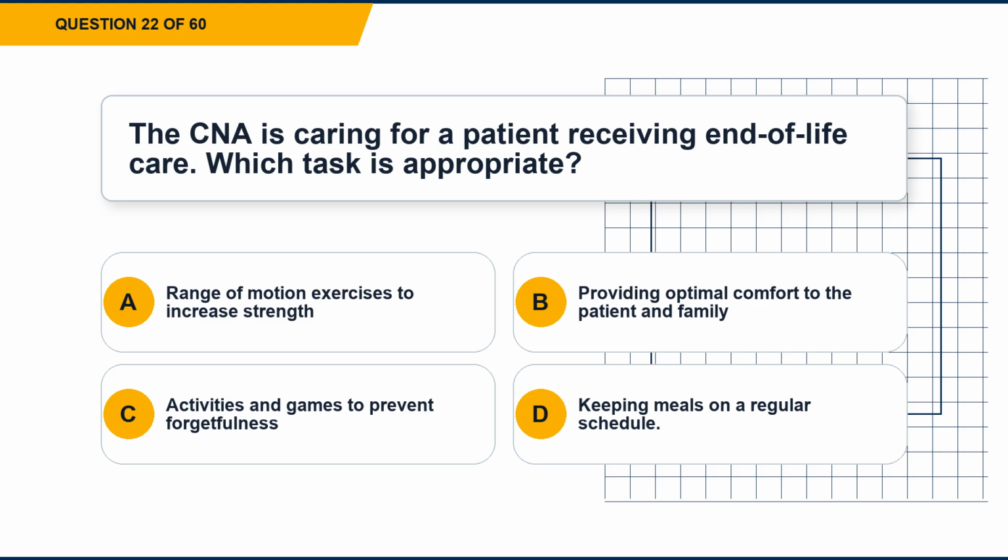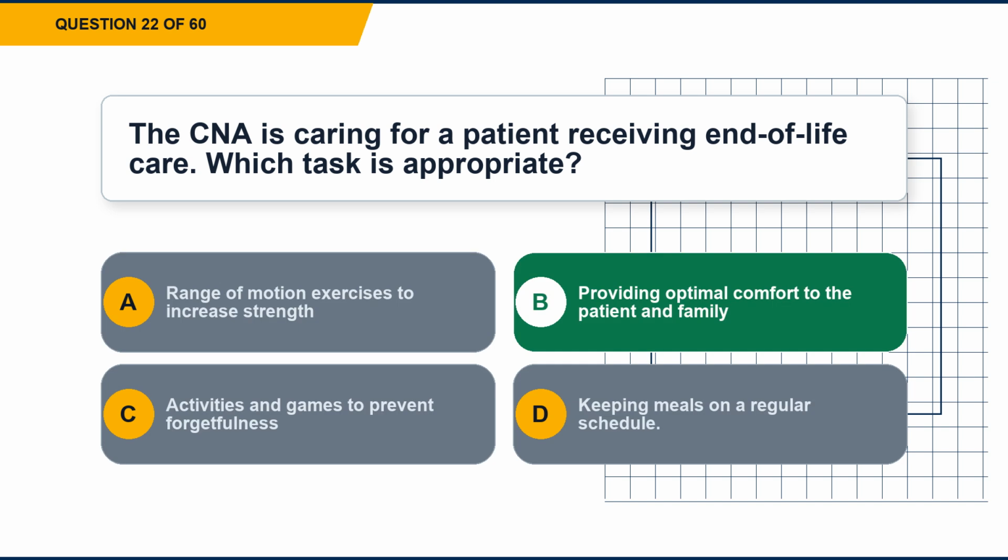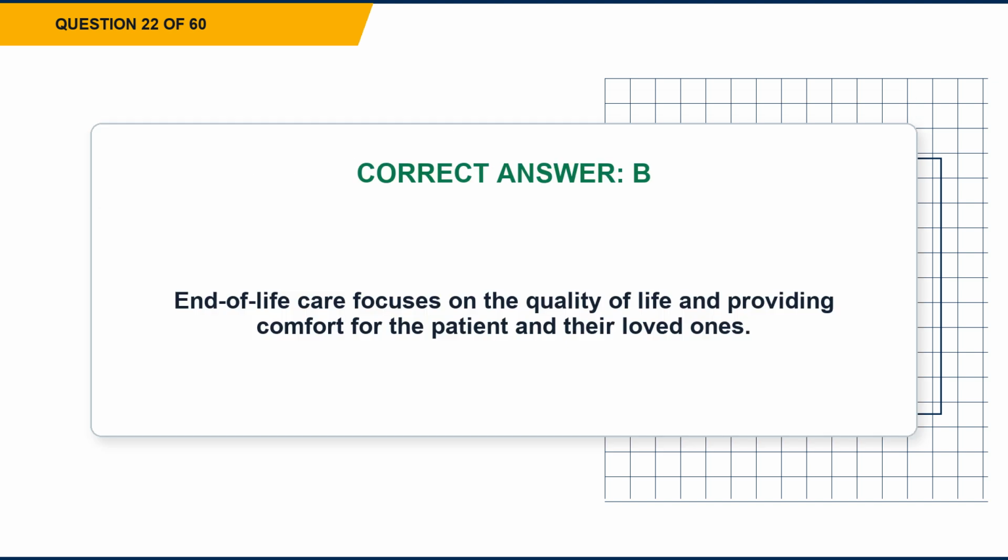Question 22. The CNA is caring for a patient receiving end-of-life care. Which task is appropriate? Option A, range of motion exercises to increase strength. Option B, providing optimal comfort to the patient and family. Option C, activities and games to prevent forgetfulness. Option D, keeping meals on a regular schedule. The correct answer is option B, providing optimal comfort to the patient and family. Explanation. End-of-life care focuses on the quality of life and providing comfort for the patient and their loved ones.